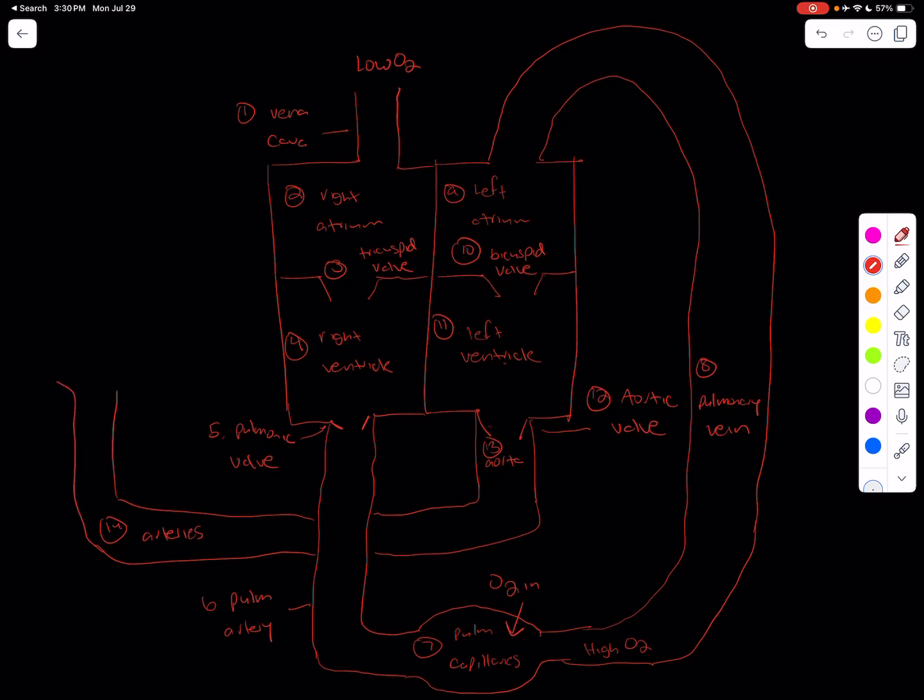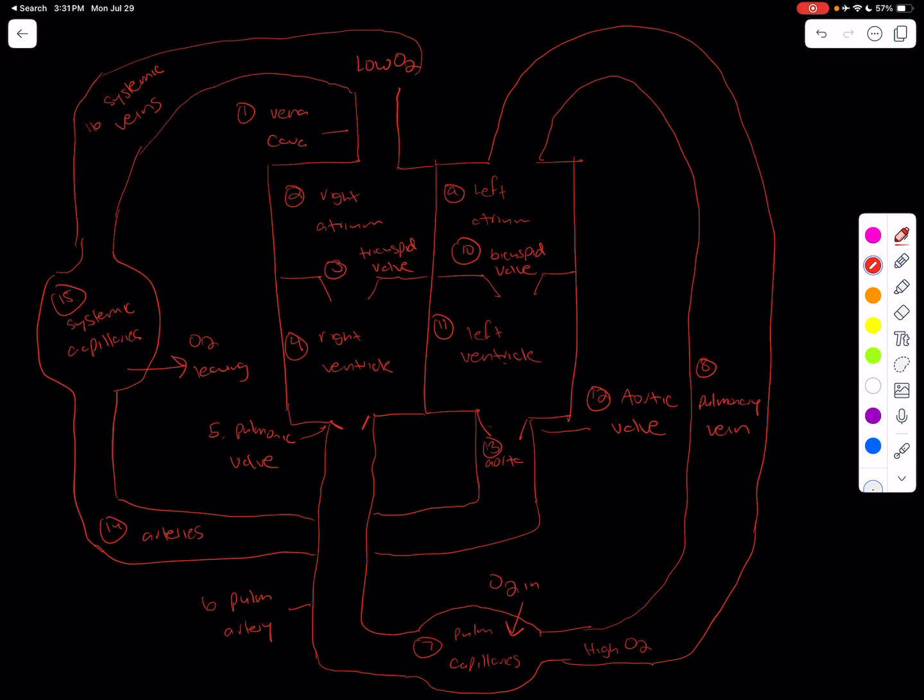Then just like we did in the pulmonary circuit, we go through a bunch of capillaries. Okay, so these are our capillaries or our systemic capillaries. So if they're not part of the pulmonary circuit, they're the systemic capillaries. And so here is where oxygen leaves. And so we've got oxygen leaving. Okay, and from there, we've got our, so this is 16, we're going to say systemic veins. And then ultimately what happens is we get back to the vena cava. And then the process starts all over again.